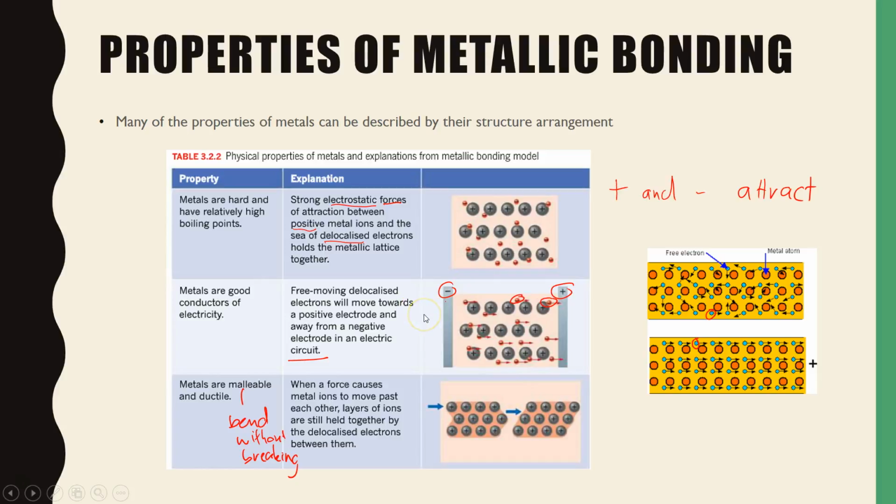For example, if you bend a piece of glass, it'll shatter. It's not very malleable. If you bend a piece of metal, it can bend and it'll hold its structure. If you keep bending it, it will break, but if you bend it a couple of times, it will be okay.